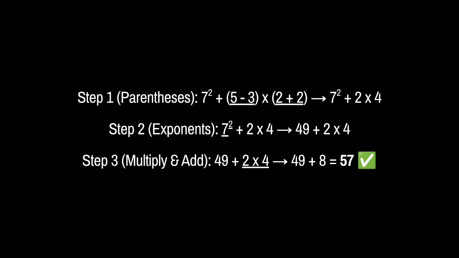Following PEMDAS, start inside both parentheses first. 5 minus 3 is 2, and 2 plus 2 is 4. Next, clear the exponent. 7 squared is 49, and now we have 49 plus 2 times 4. Multiply 2 by 4 to get 8, and finally add 49 plus 8 to get the correct answer of 57.